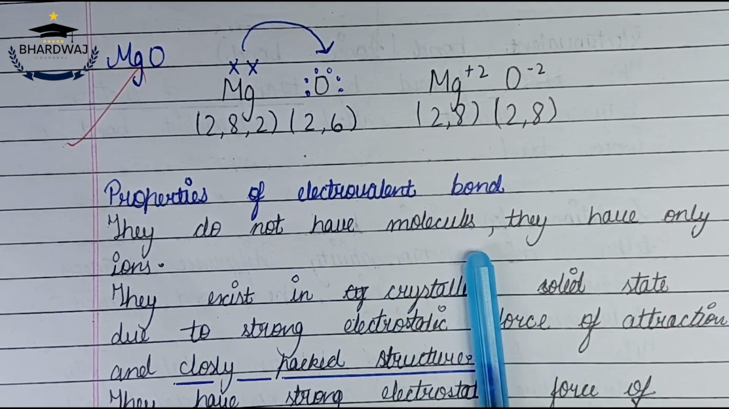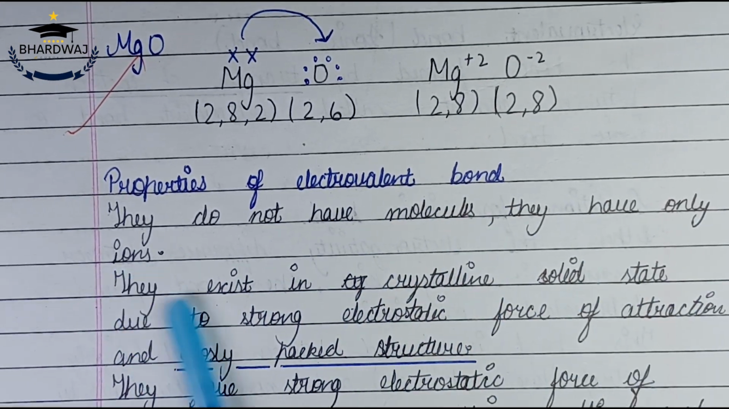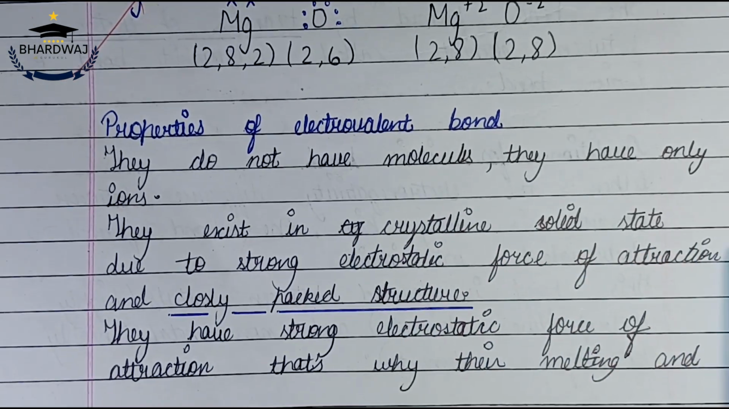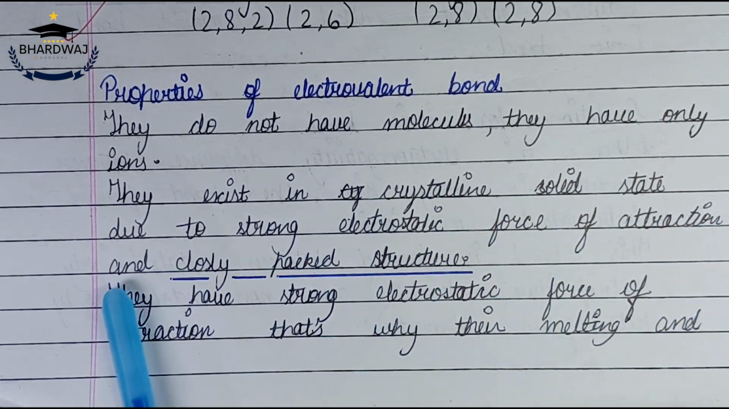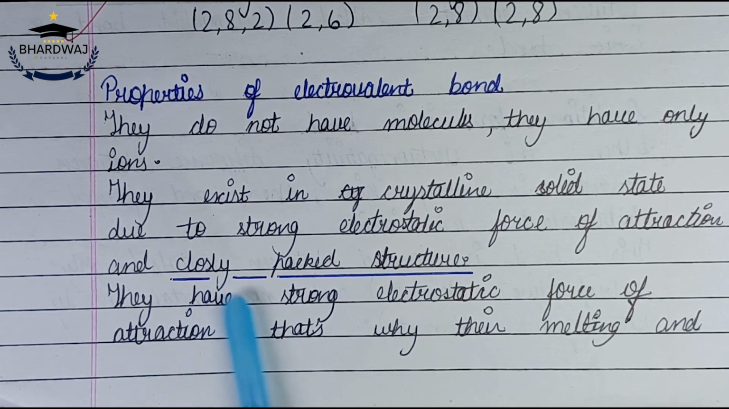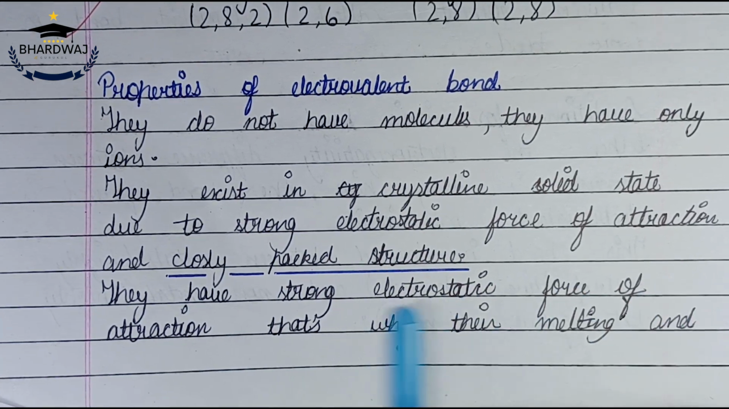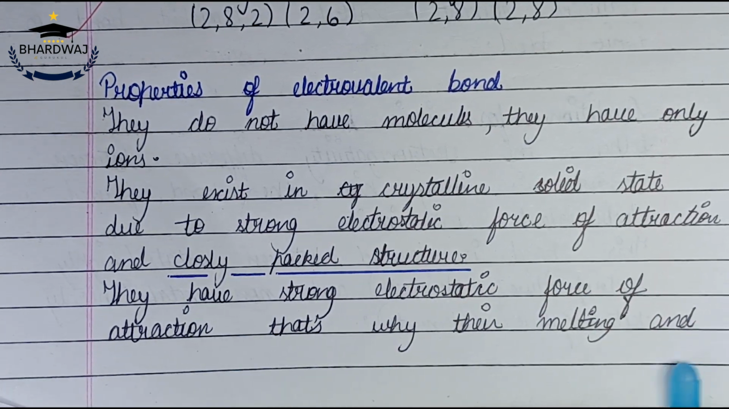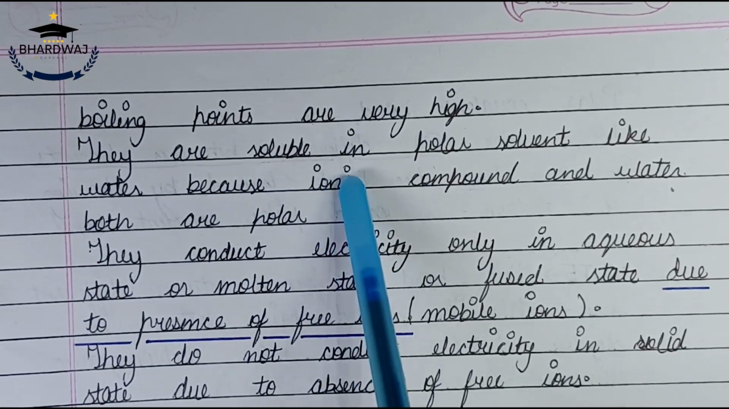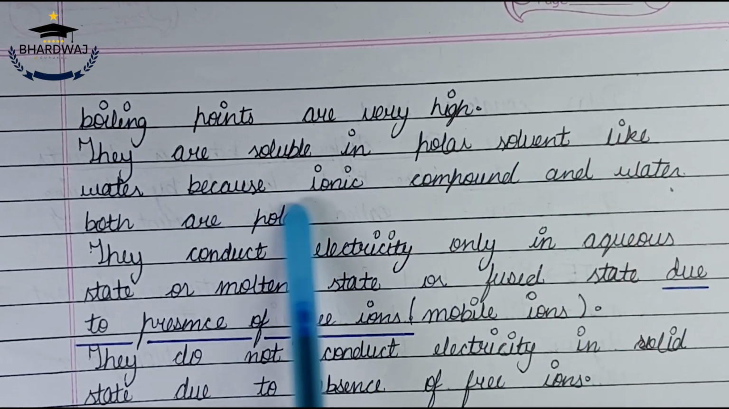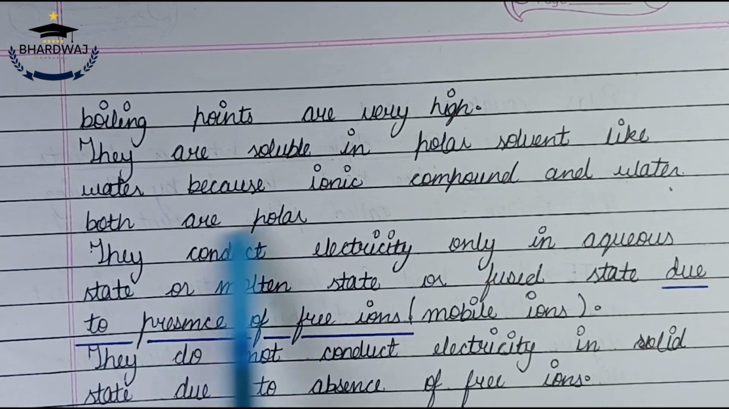Properties of electrovalent compounds. They do not have molecules, they have only ions. They exist in crystalline solid state due to strong electrostatic force of attraction and closely packed structure. They have strong electrostatic force of attraction, that's why their melting and boiling points are very high. They are soluble in polar solvents like water because ionic compounds and water are both polar.